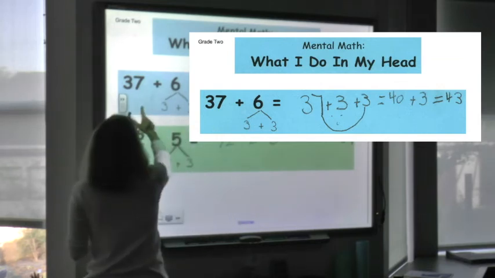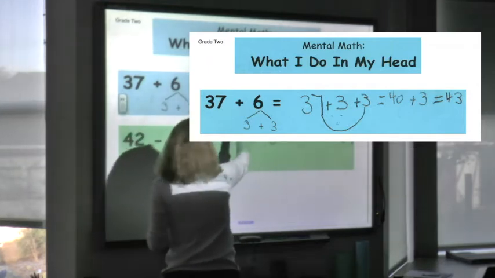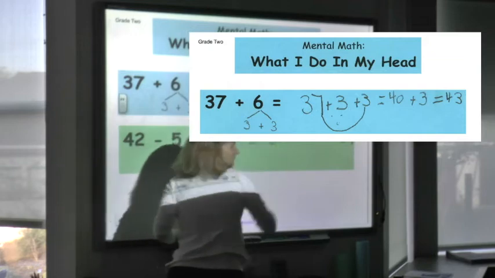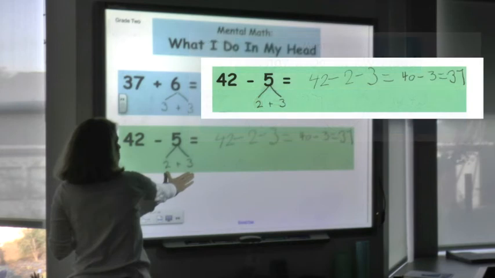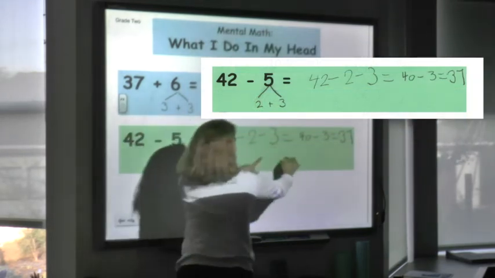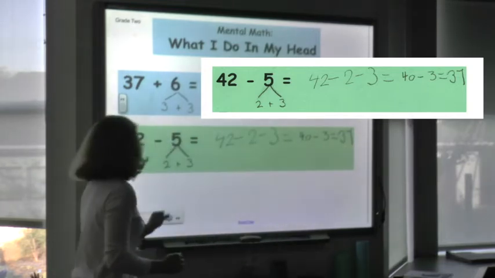So here she's got her 73, she's broken 6 down into 3 plus 3. It would be more efficient to move it to this 3, but she wants a nice big smiley face because this is really fun to do. Over here, she's doing the same thing with her subtraction, breaking it down so she can make an easy 40. When she's subtracting 3, she knows the tens partner to 3 is 7. So the subtraction is instantaneous.